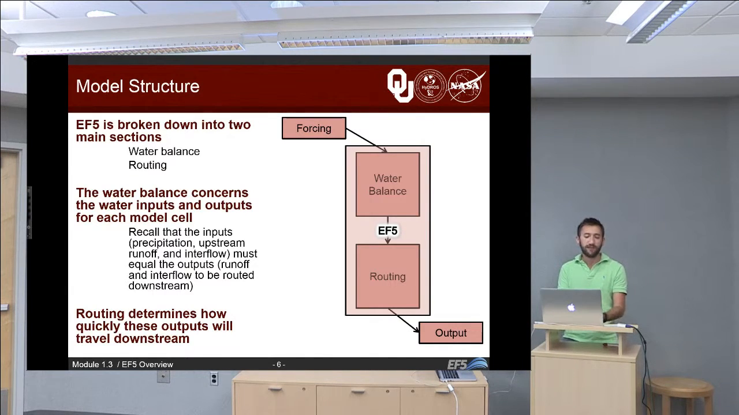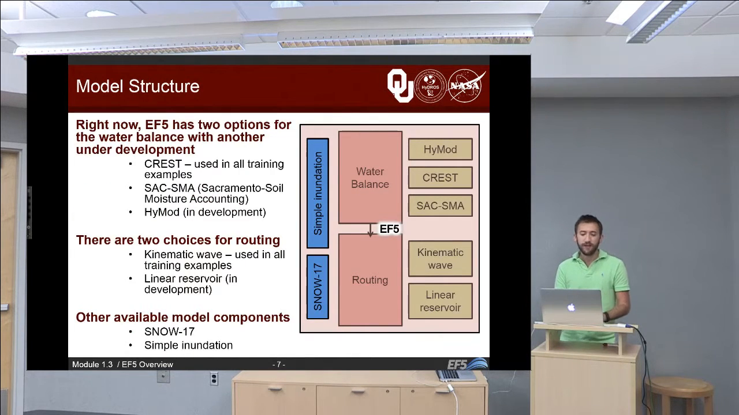The water balance concerns the water inputs and the outputs for each model cell. So recall that when we initially started talking about the water cycle, we said that water was neither created nor destroyed. Water in equals water out. And so the inputs, the precipitation, the upstream runoff, and the interflow, those equal the outputs, which are the runoff and the interflow that's being routed downstream. And routing determines how quickly those outputs will travel downstream. So you can think of water balance as referring to water amounts or water quantity, and routing dealing with water speed and where water is. Right now, EF5 has 2 options for the water balance with another under development.